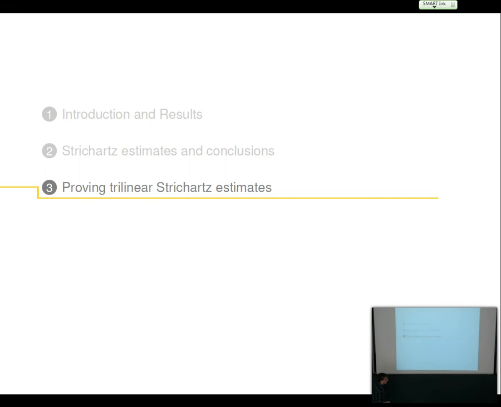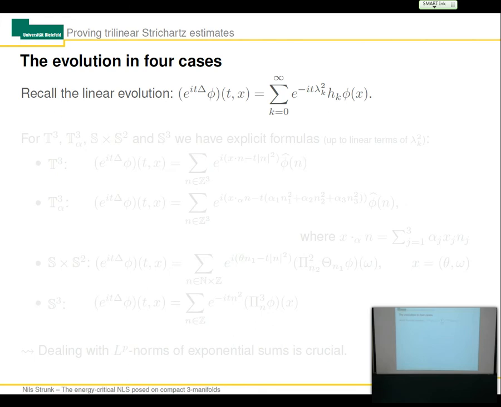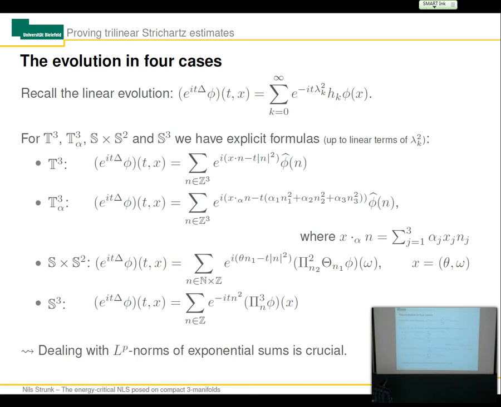Okay, and now I want to convince you that proving this trilinear Strichartz estimate is not very complicated. The basic ideas are very simple. So let's do this. First, let's recall what the linear evolution looks like. And now in our cases, it looks explicitly like this.